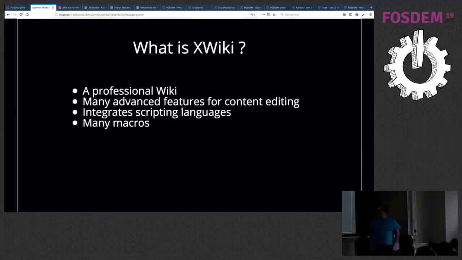So what is actually XWiki? XWiki is a professional wiki. The X in XWiki means extended. So it's an extended wiki. It has many advanced features for content editing. And one of the key things is that it integrates a scripting language and a method to structure data. And it has many macros.